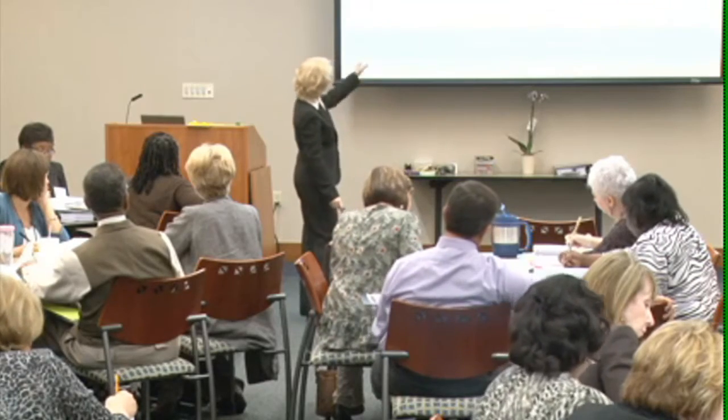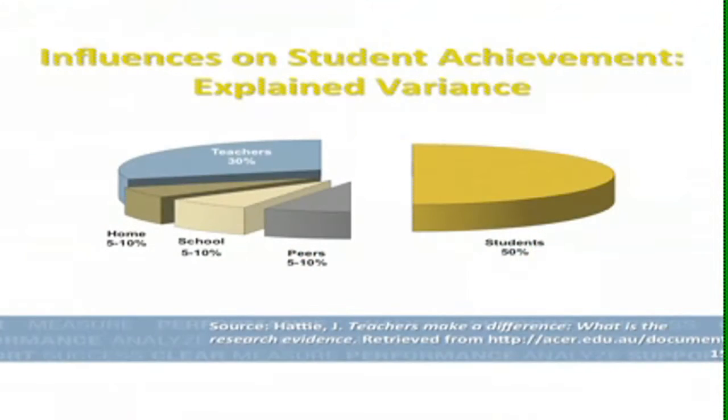Let's look at this pie chart here. This was some work done in terms of the explained variance of student achievement. 50% of the explained variance on student achievement comes from the student, him or herself. Now, what does that mean? It's their prior achievement, what they know already. That's 50% explained.